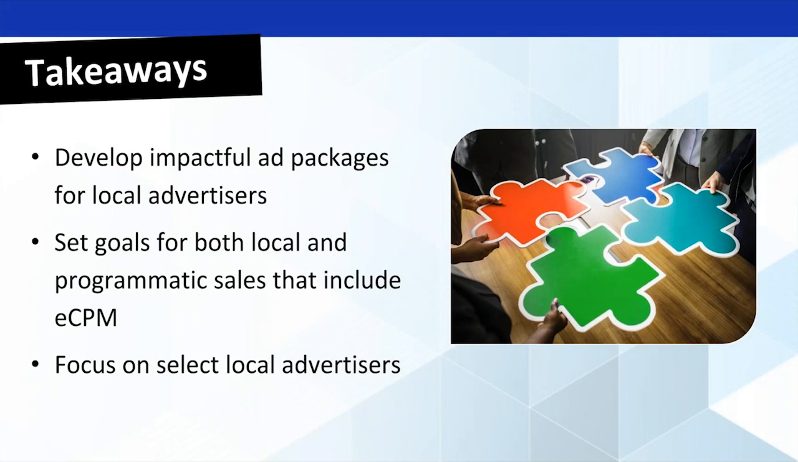So, some takeaways. Develop impactful ad packages for local advertisers. Think about what they can get from you and nowhere else. When you're setting goals for your local and programmatic sales, make sure that you're including ECPM somewhere in there so that you understand exactly what you're making from your total inventory. And focus on local advertisers that are going to be a good match for your content and your website and your products. Not all local advertisers are necessarily going to be a good match.